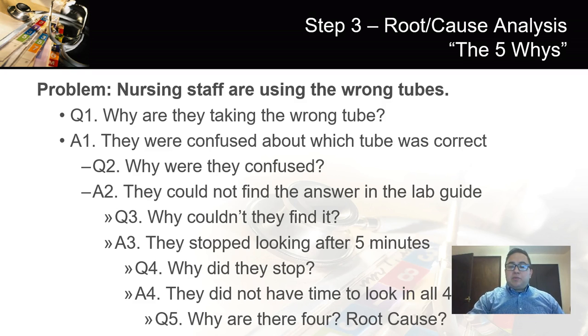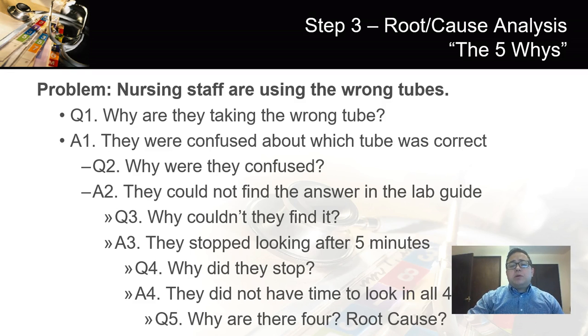Step 3 in our A3 problem-solving method is the root cause analysis. Lean employs a 5 whys analysis method. The 5 whys is a simple task that requires the Lean student to ask why 5 times. Take our problem statement with the nursing and using the wrong tubes. Question: why are they taking the wrong tube? Answer: they were confused about which tube was correct. That was why number 1.